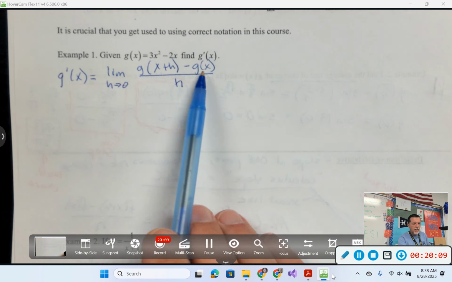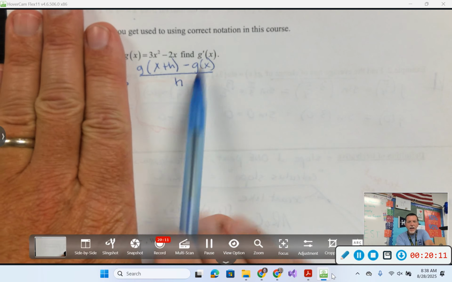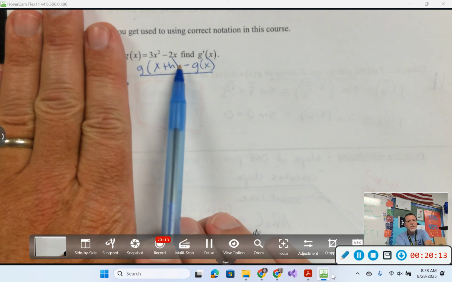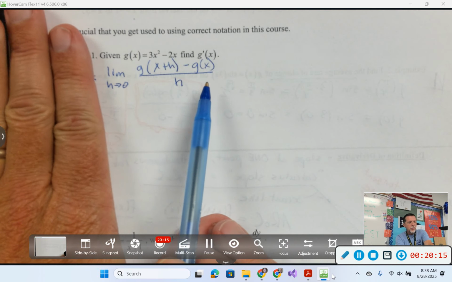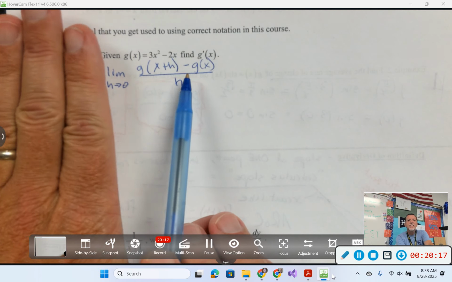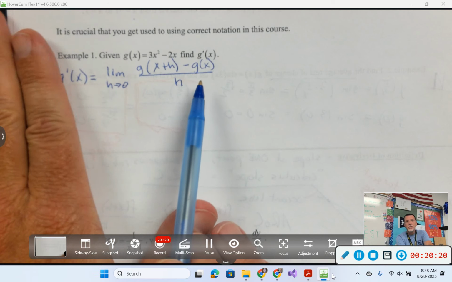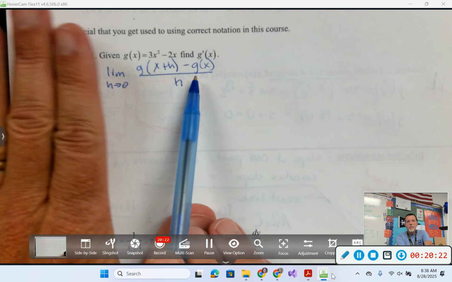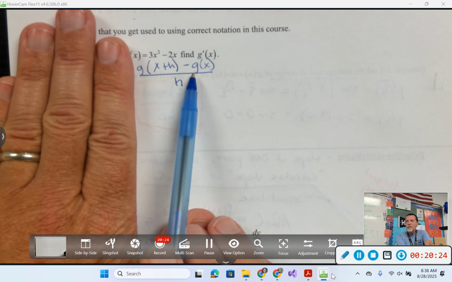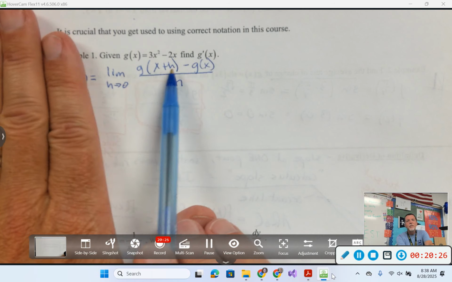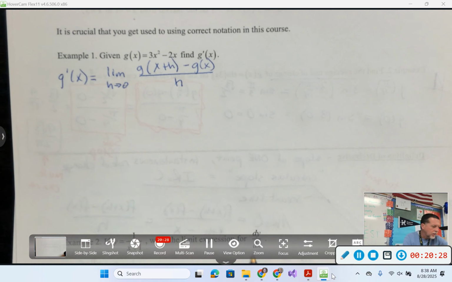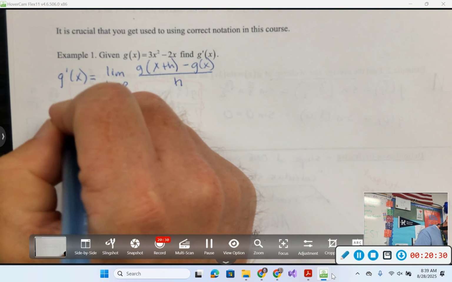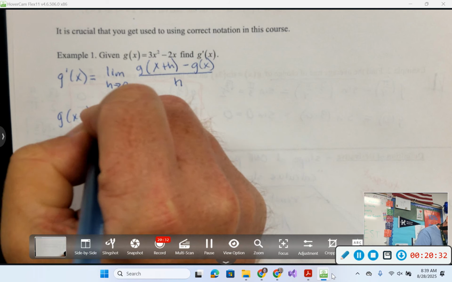So this is, without the limit statement, the algebra slope. When you put the limit on there, that pushes the secant line into the tangent line, and that's the derivative. So again, don't lose sight of, we're doing algebra until we put the limit on there, and now we're doing calculus. So I need to find g of x plus h.